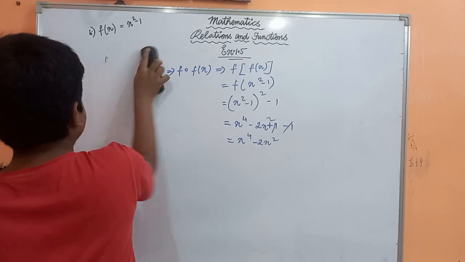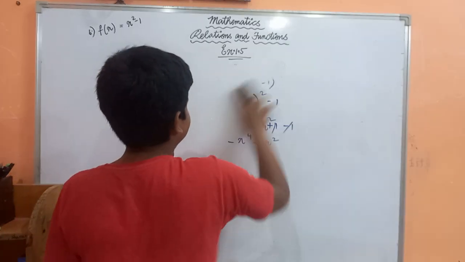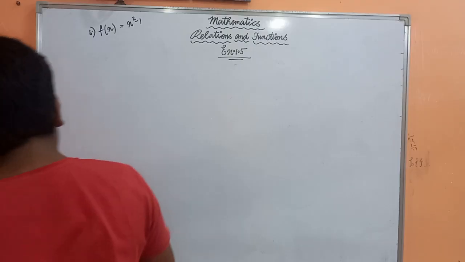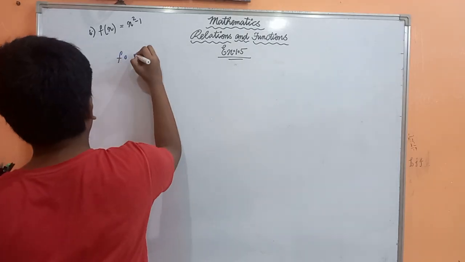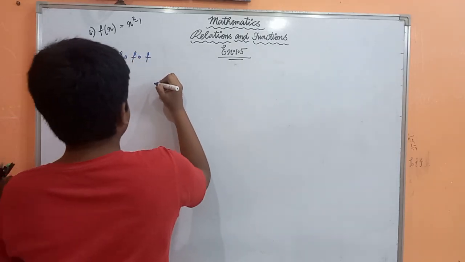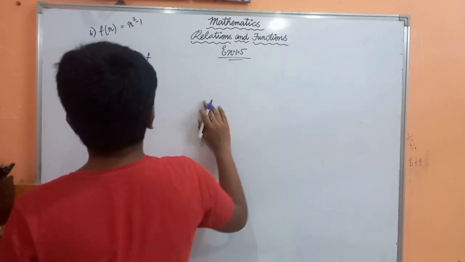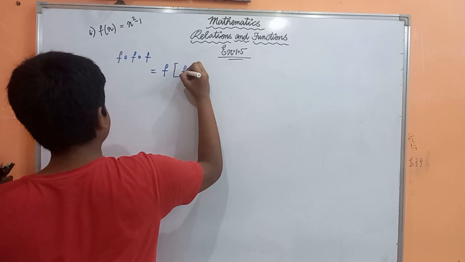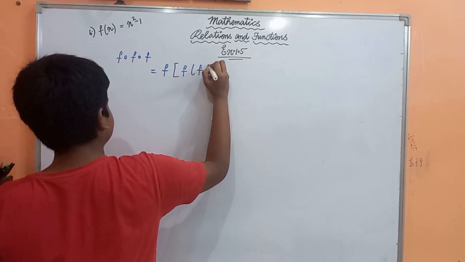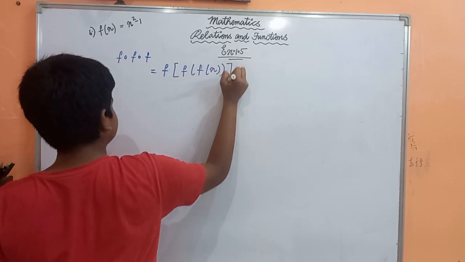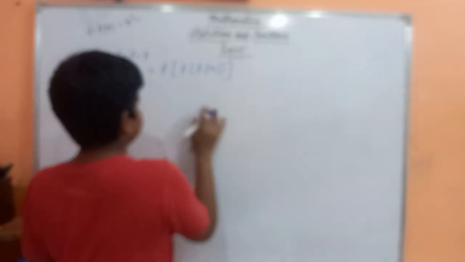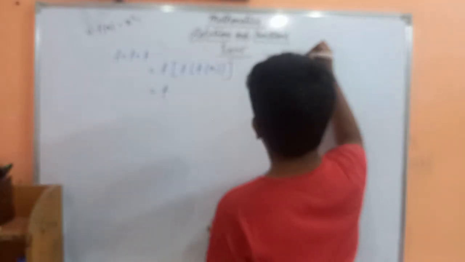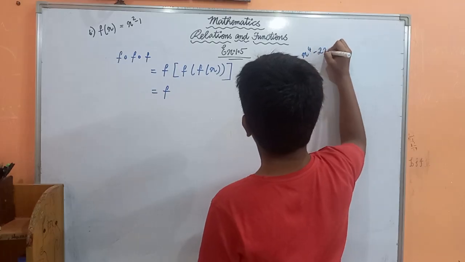And the next sum. I'll just do another one of these so that it will make it easier to understand. So next is f∘f∘f. How do we do this, you may ask me? Just very easy. Remember this. f∘f∘f is equal to f of f∘f. So what's the answer we got for the first one?